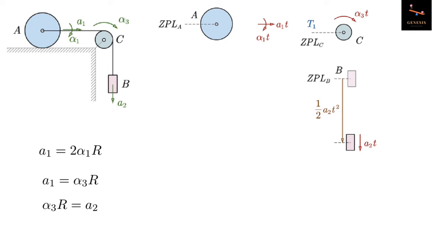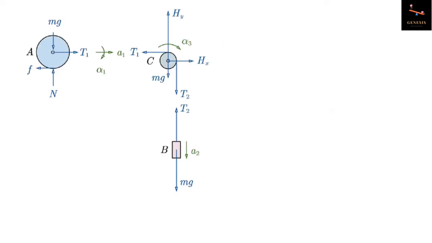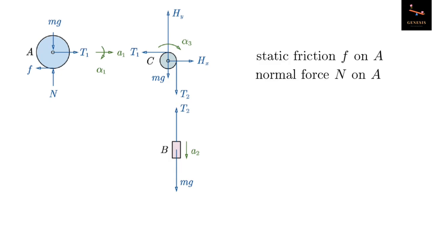We need one more equation, and this will come from the energy equation. So here, instead of working with 10 variables and 10 equations, we have straight away reduced it to 4 variables and 4 equations. Now the forces acting on the system A plus B plus C are shown: the static friction F on A, normal force N on A, and the hinge forces Hx and Hy acting on C.